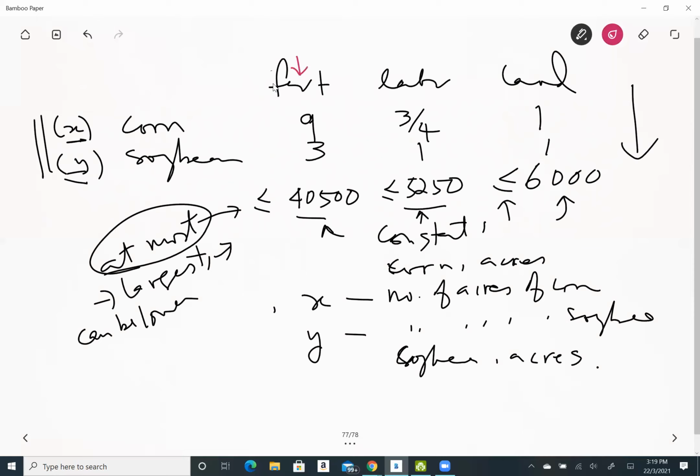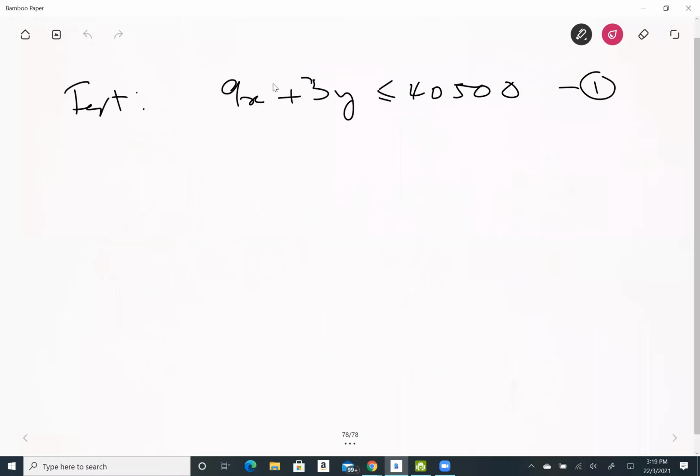Now you have the labor. So for labor, what do you have? I have 3/4 hour, so 3/4x plus y less than or equal to 5,250. That will be our number two, and that is on the labor.